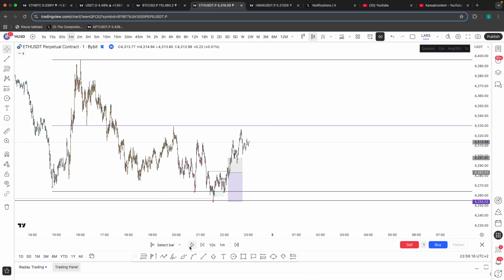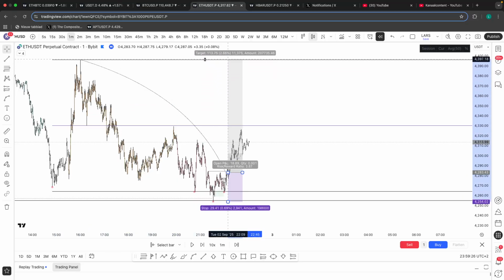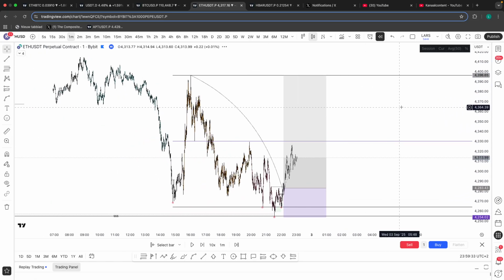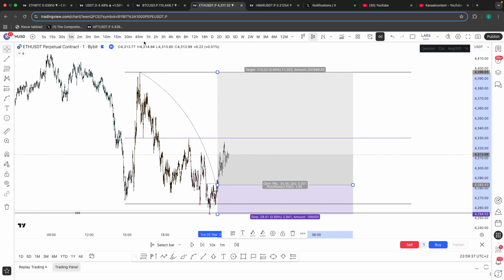Now, right here, I am anticipating a Model 1 accumulation schematic, and price should have that rotation back up towards the range high, allowing us to already have 3.8 RR unrealized profits on the model. But we're not just targeting the range high right here.